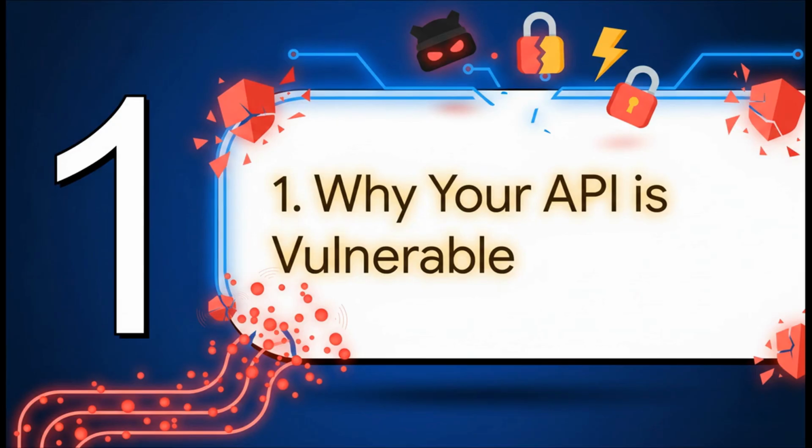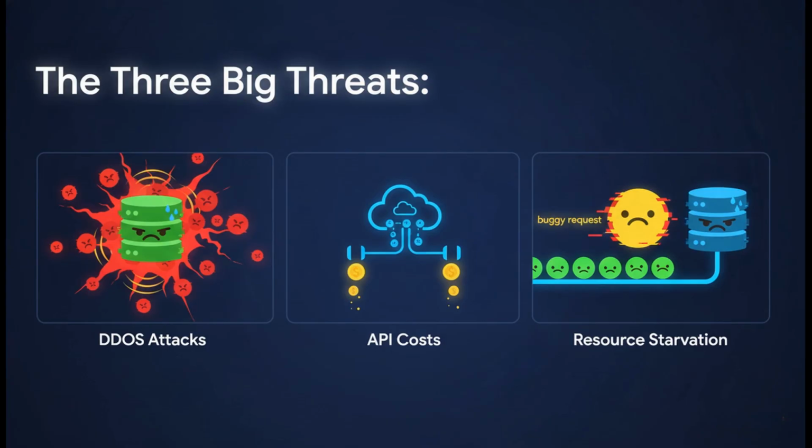Okay, before we start laying down architecture, we have to understand the enemy. Why is our amazing API so vulnerable in the first place? Let's break down the actual threats. It really comes down to three huge threats. First, the big one, denial of service attacks, or DDoS, where someone just floods us with requests. You can just imagine a storm of these spiky red orbs hammering our happy little green servers until they just flicker out and die.